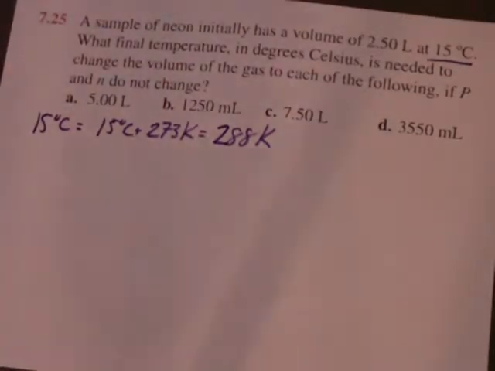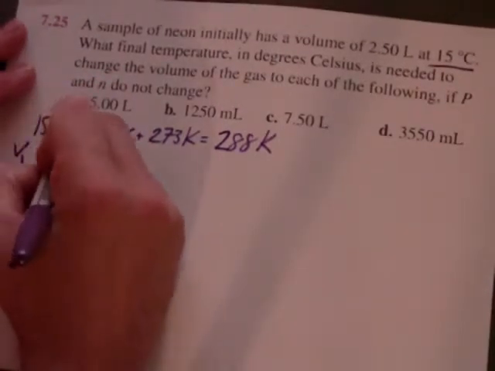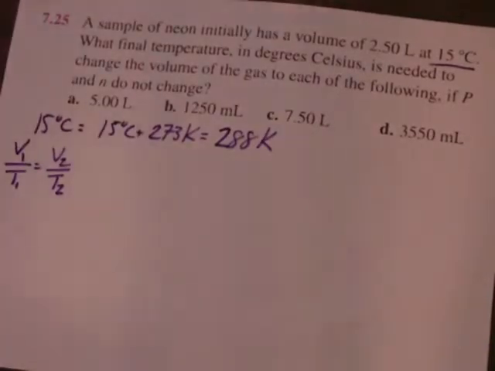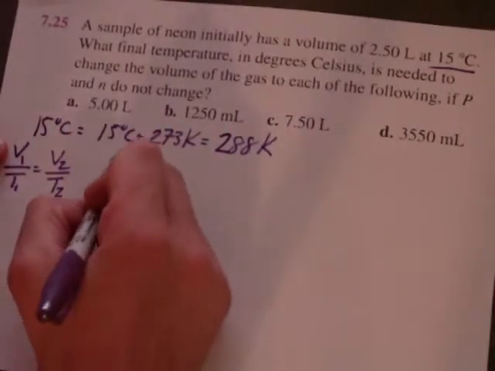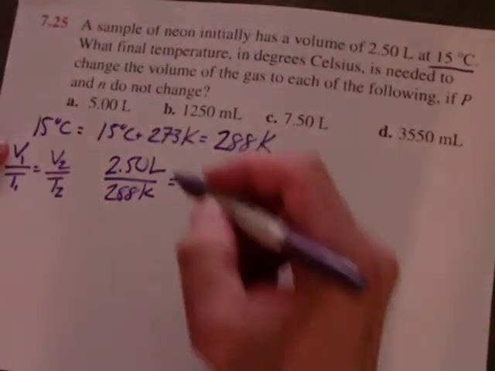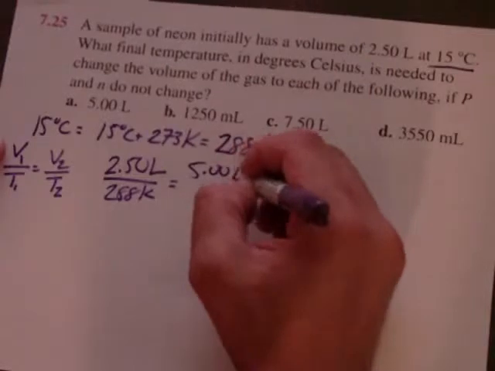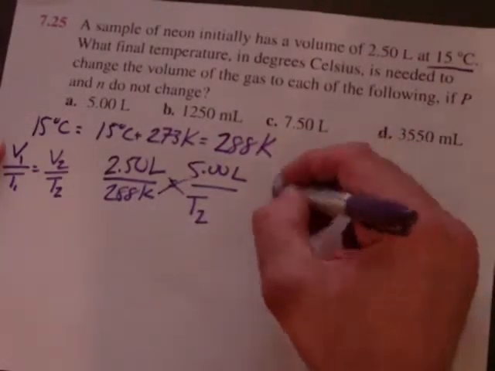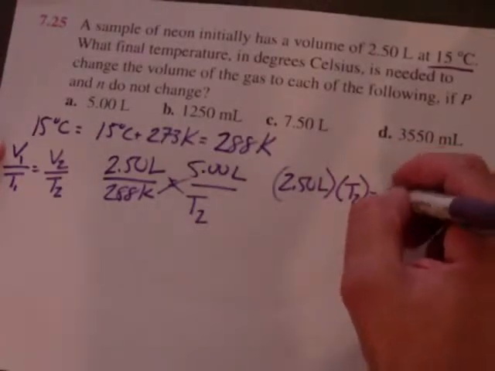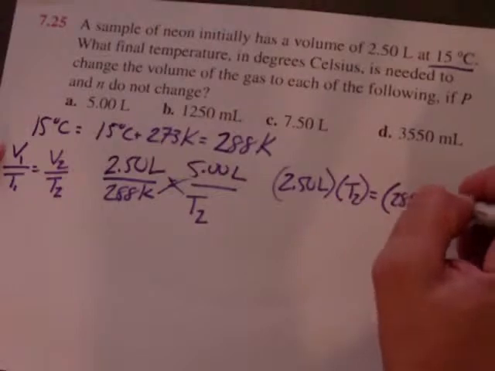Then we'll do A in both formats. We're relating volume and temperature, and we have one equation that relates them: V1 over T1 equals V2 over T2. Here we have an initial volume of 2.50 liters, an initial temperature of 288 Kelvin, and a final volume in A of 5.00 liters, and we're trying to solve for T2. So we cross multiply, and we get 2.50 liters times T2 is equal to 288 Kelvin times 5.00 liters.